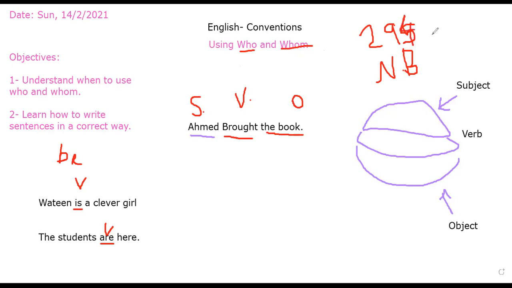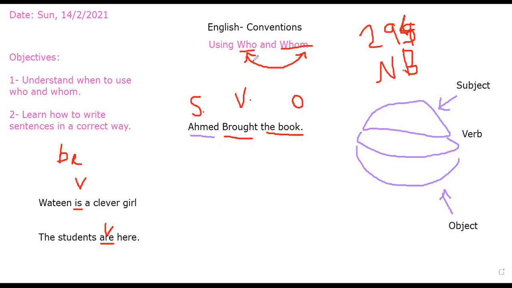So it's 294. Who and whom are two words we use in making questions in English. So why should I understand or learn it? Because these two words confuse most people, and they don't know how to use them. So we are going to learn today how to use them, and what the difference between them is.